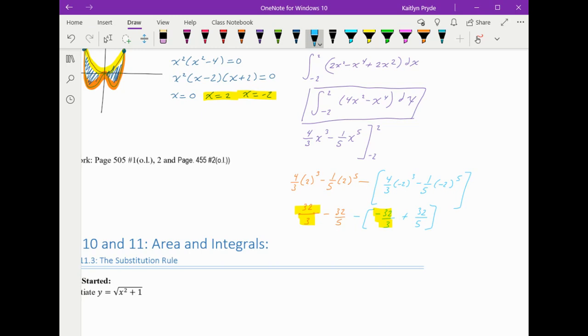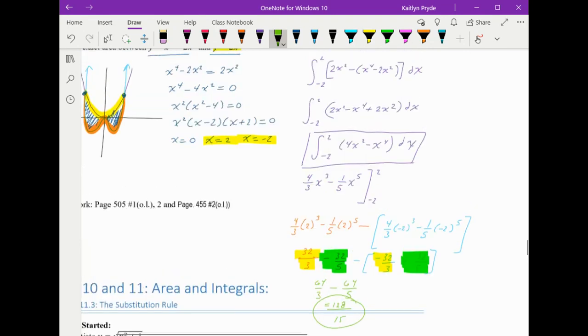Again, you can just put it in your calculator. But this is really going to be a positive 64 all over 3, because you're doing 32 over 3 minus a -32 over 3. And then this one right here is a -32 over 5 minus a 32 over 5, and that will be a minus 64 all over 5. And if I evaluate that, that's going to be 128 all over 15. I did not do that in my head. I just did that in my calculator. Okay, so we have evaluated 128 over 15.